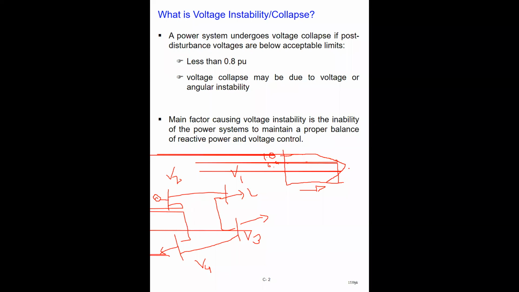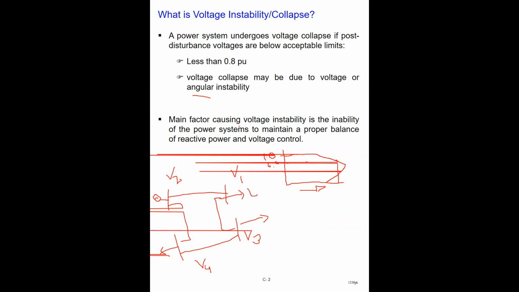So when the voltage collapse takes place here, then what would happen? Can you say? If the voltage reaches zero, then the load will not receive any power, right? Yes, the load will not receive power.